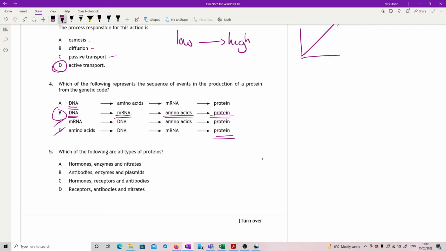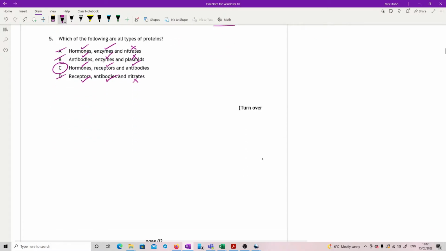Okay, which of the following are all types of proteins? Okay, so hormones, yes. Enzymes, yes. Nitrates, no. Okay, they are used to make proteins in the nitrogen cycle, but they're not a protein themselves. Antibodies, yes. Enzymes, yes. Plasmids, no. They're made of DNA. Hormones, yes. Receptors, yes. And antibodies, yes. So we like C. Just to be clear, receptors are good, antibodies are good, nitrates we've already said are wrong. So definitely C.